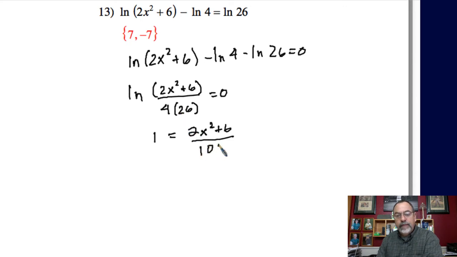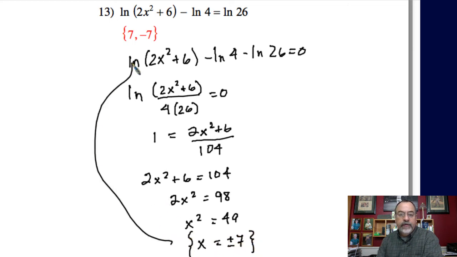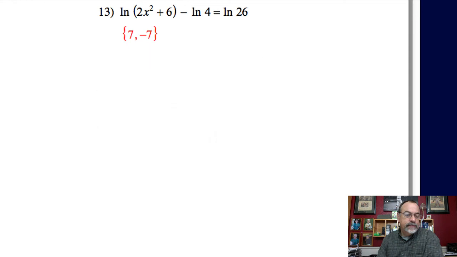80 and 24, 104. Okay, so we're going to multiply both sides by 104. We're going to subtract 6. We're going to divide by 2. And then we're going to take the square root, which is going to give me plus or minus 7, which is what we should get. Oops, that one didn't work out. But you guys get it. Okay, 2 more examples.